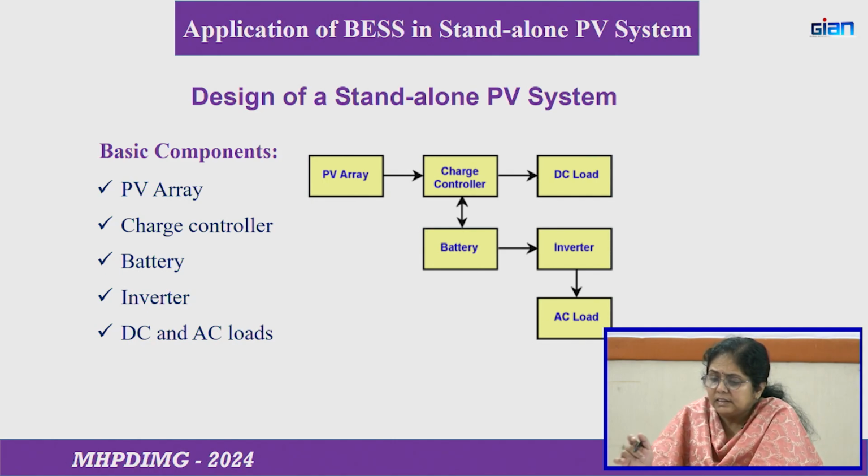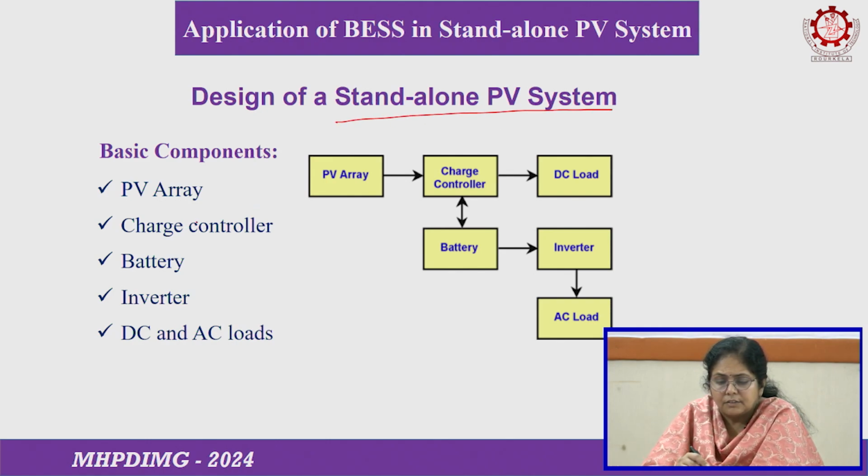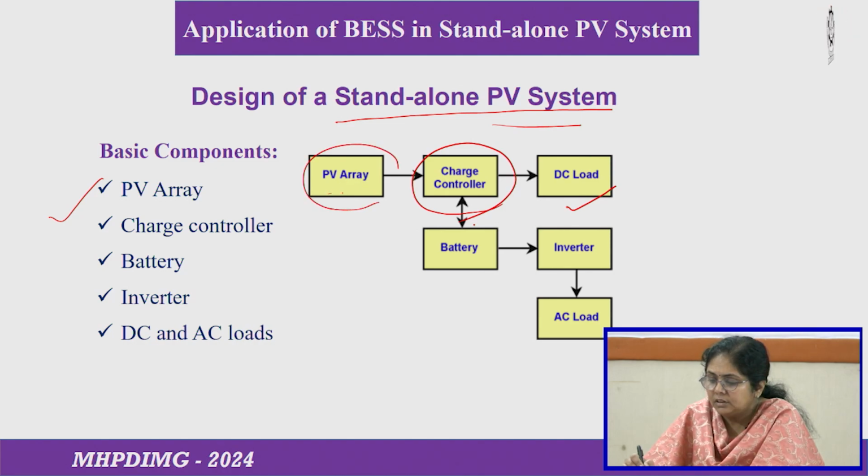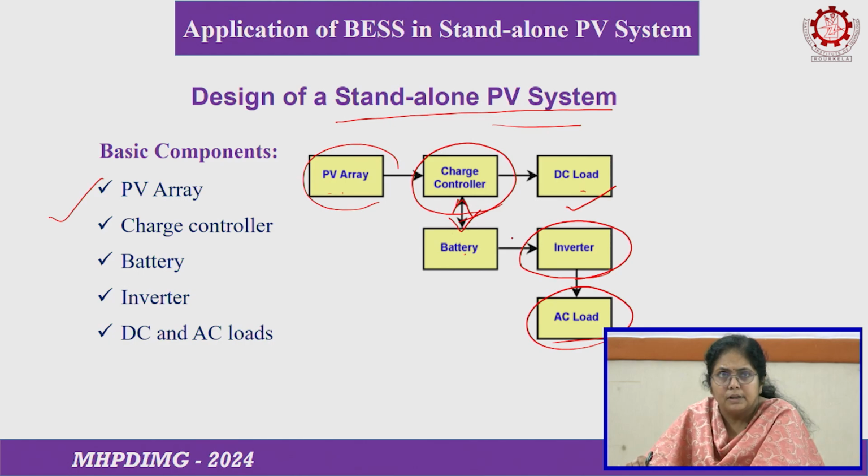Coming to the design of the complete standalone PV system, it has components like the PV array and the charge controller. If the standalone PV system is supplying a DC load, it is through a charge controller. If the generation is more, we need a storage, which charges and discharges depending on the load. If you want to supply an AC load in a household, we need power electronics. This is a simple example: the battery supplies the AC load through the inverter.